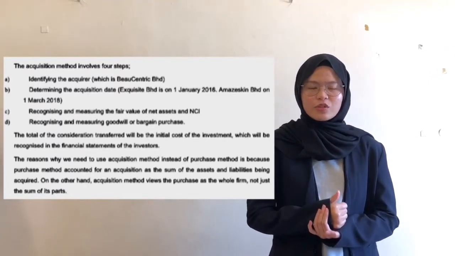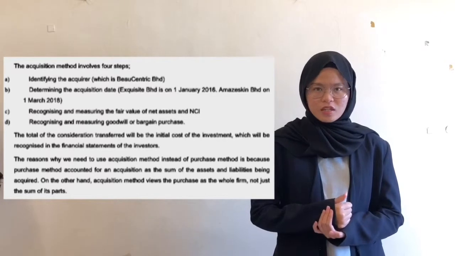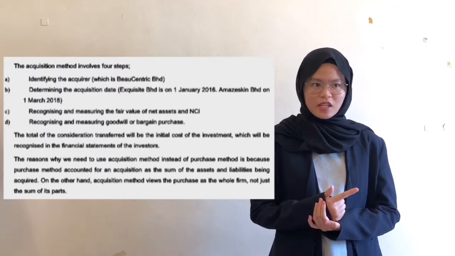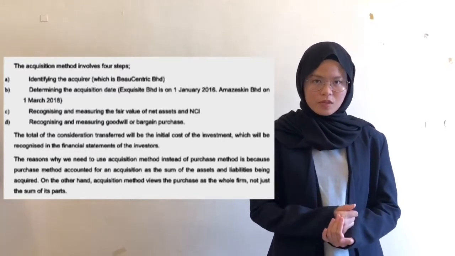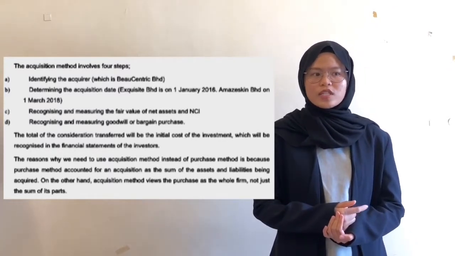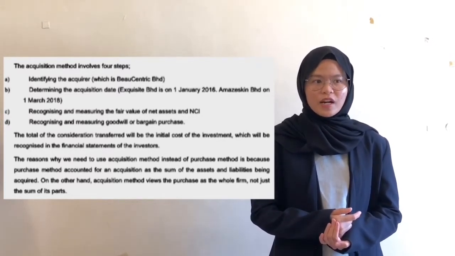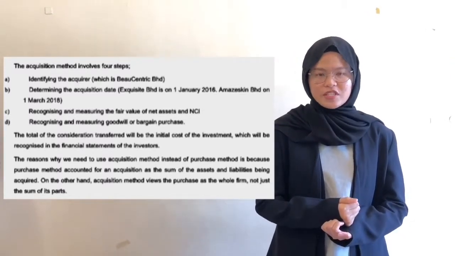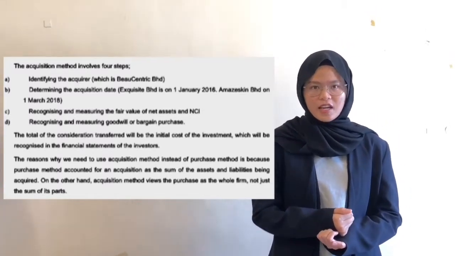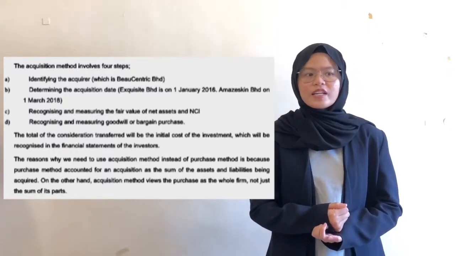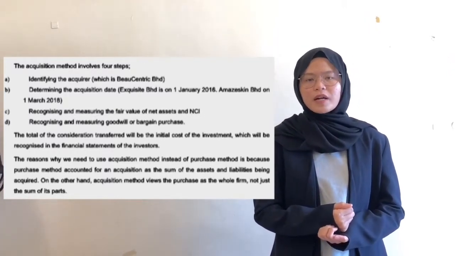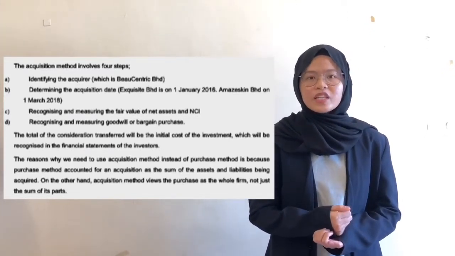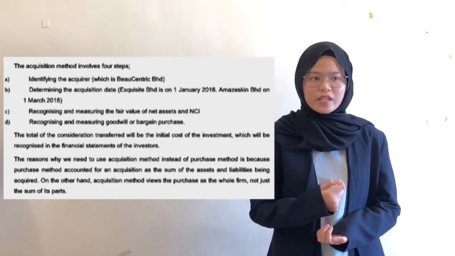First, we need to identify the acquirer, which is View-centric Berhad. Second, we need to determine the acquisition date, which for Acquisite Berhad is 1 January 2016, and for Amiskin Berhad is 1 March 2018. Third, recognizing and measuring the fair value of net assets and NCI. And the last step is recognizing and measuring goodwill or bargain purchase. The total of consideration transferred will be the initial cost of the investment, which will be recognized in the financial statement of the investor.